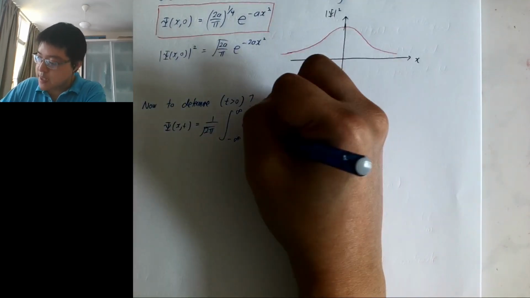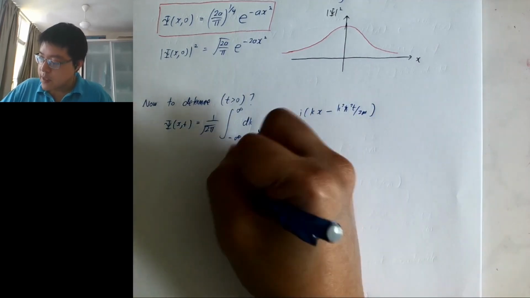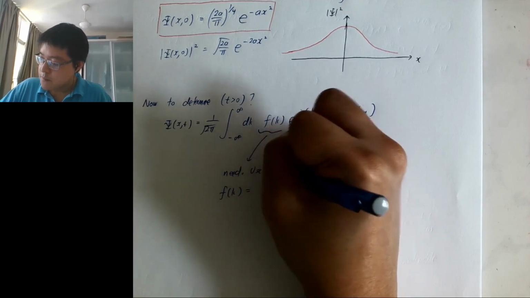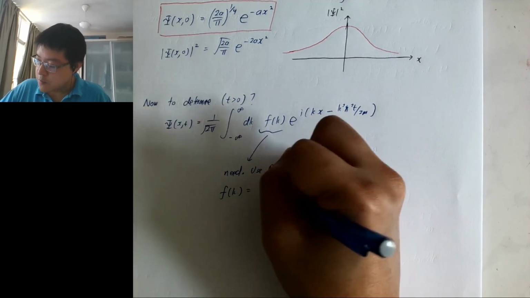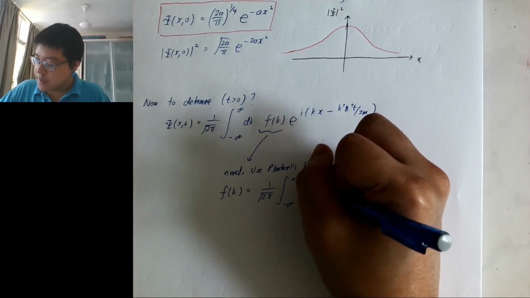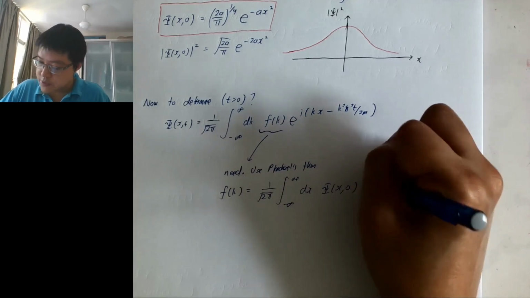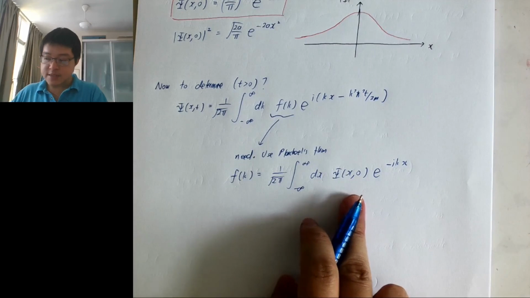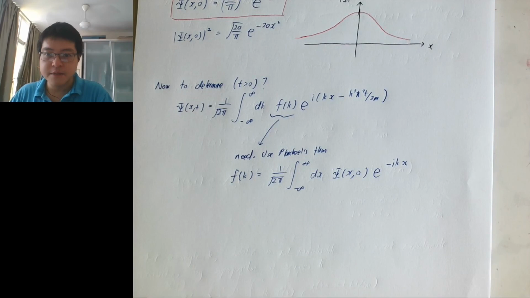Okay, so that means I need this. I can calculate this using the Plancherel's theorem, which is 1 over square root of 2 pi, the integral from minus infinity to infinity, dx, my wave function at time 0, e to the minus ikx. Okay, so I need to do this in order to figure out what is my f of k, and then I need to get my wave function at a later time t.